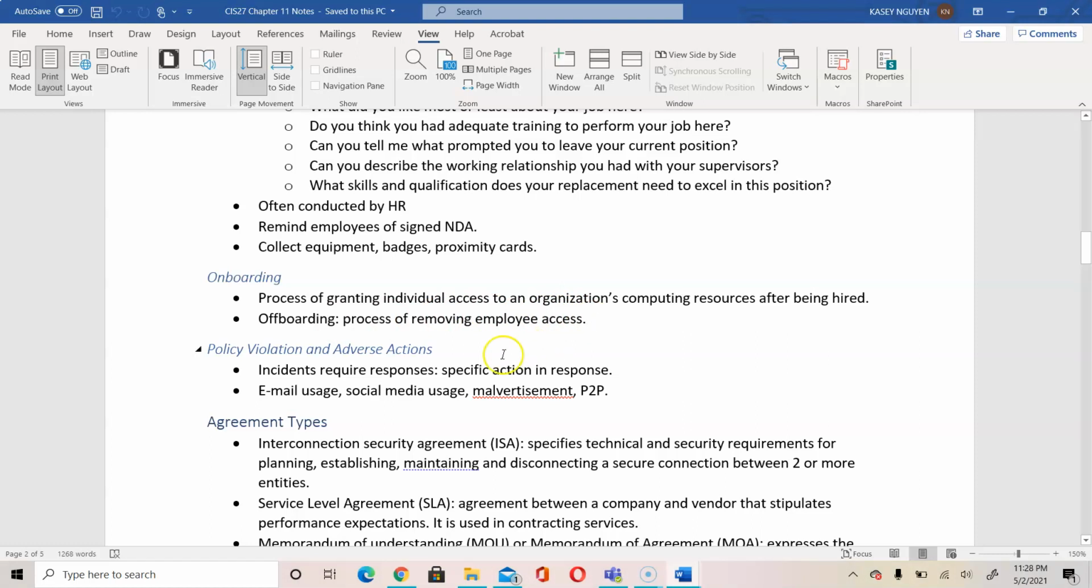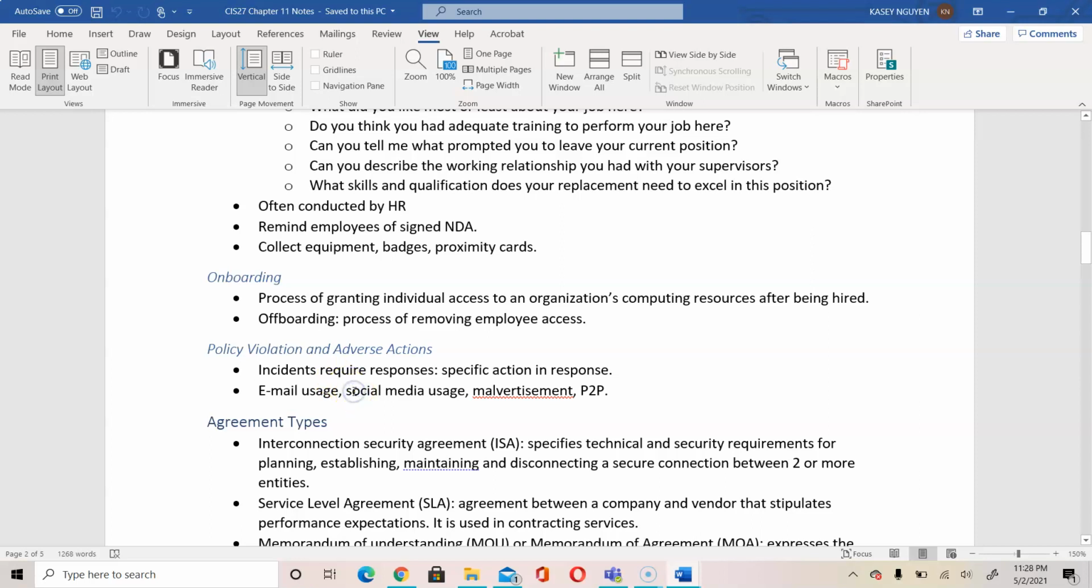Policy violation and adverse actions. This would require incident response for specific actions in the response. That could relate to email usage, social media usage, advertisement, and peer-to-peer sharing. So if they leak data in email, we would then have to recover and be able to see where that leak has gone to. So that would require incident response.